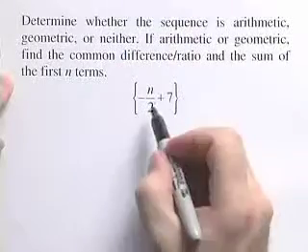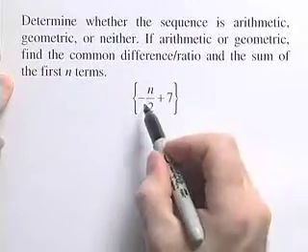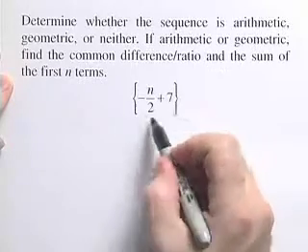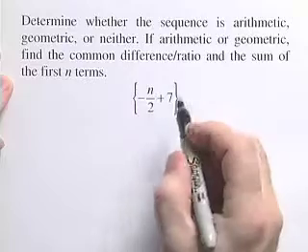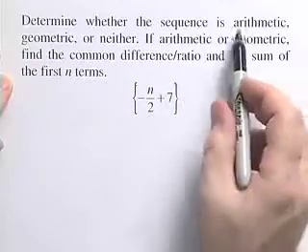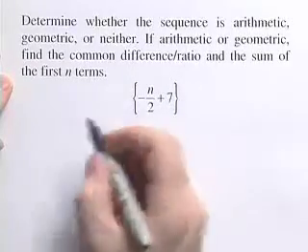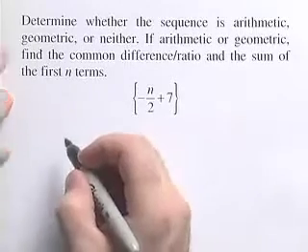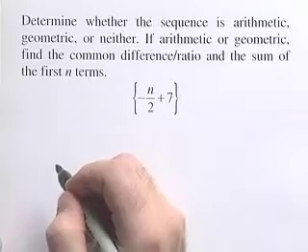We're given the general form for a sequence, and we're asked to determine if this sequence is arithmetic, geometric, or neither. When we look at our general form here, negative n divided by 2 plus 7, we see that this is a linear expression in n. Because of that, we're going to suspect that it's an arithmetic sequence, but we're going to go ahead and verify that. To check if it's arithmetic, we need to look at the difference between consecutive terms.